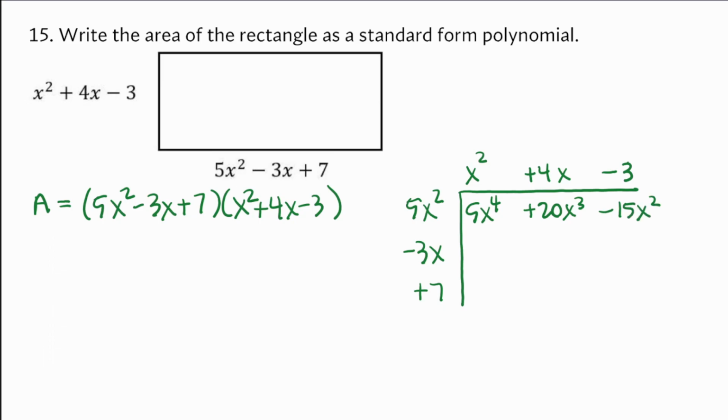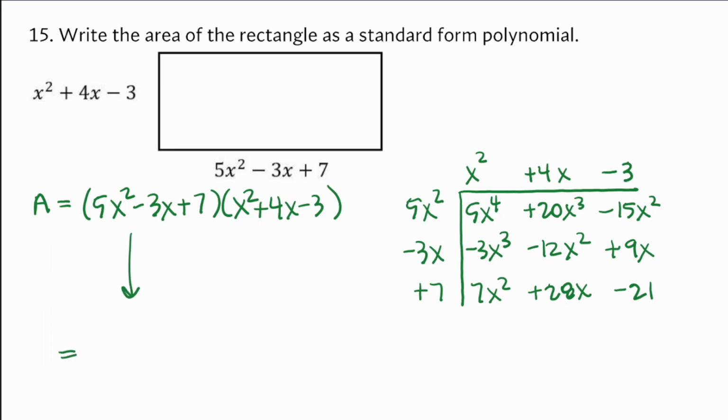Okay, so I'm just multiplying negative 3x by x squared, getting negative 3x to the 3, negative 3x by 4x, getting negative 12x to the 2, negative 3x by negative 3, getting positive 9x, and then 7 times x squared, 7 times 4x, and 7 times negative 3.